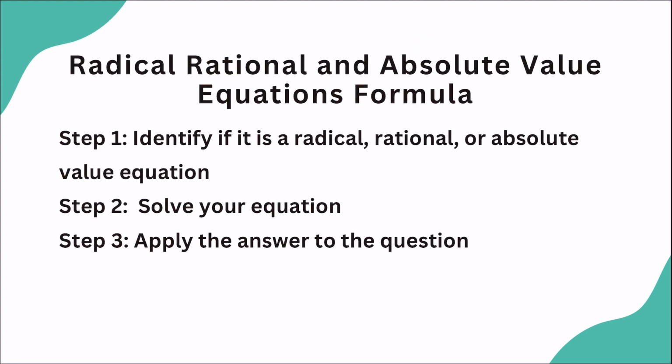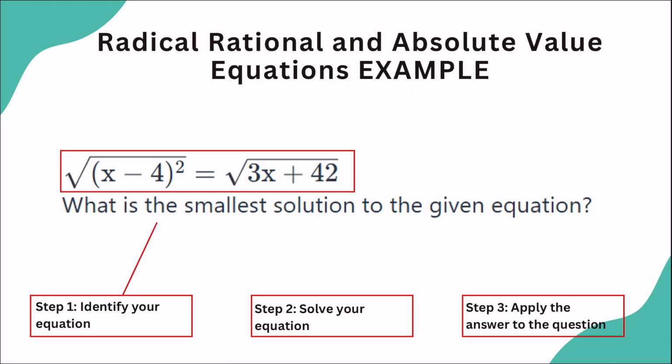So here's our formula for these. We're going to identify it as a radical, a rational, or an absolute value equation. We're going to solve the equation, and then we're going to apply our answer to the question. So here's an example. It asks us, what is the smallest solution to the given equation? So I think this is a radical because I'm seeing these radical signs. So that's telling me radical.